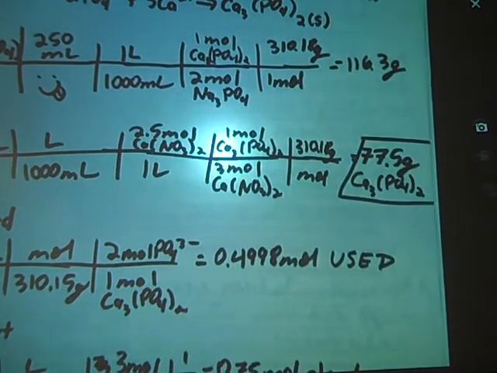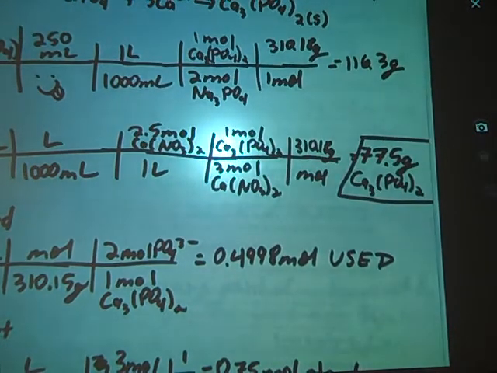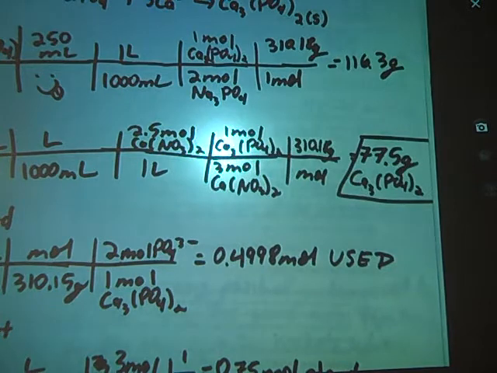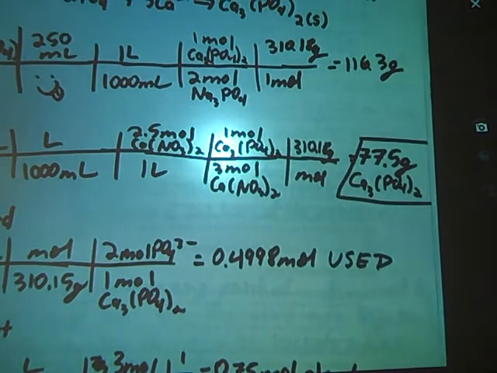So there will be some extra phosphate ions floating around in that solution. So I have successfully answered the first part of my problem. 77.5 grams of calcium phosphate, our fertilizer, will be recovered in this reaction. But now I need to know what to do with the supernatant. Remember, the supernatant is the solution on top of our beaker. Our solids are at the bottom, and then our liquid on top is called the supernatant. Super means above.